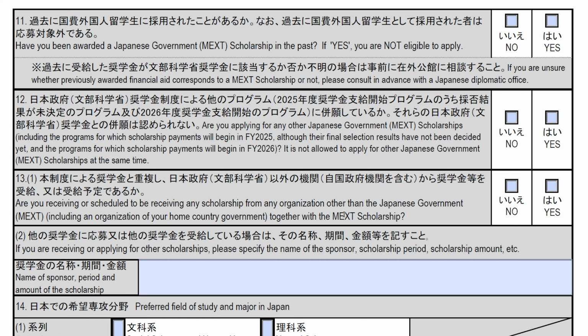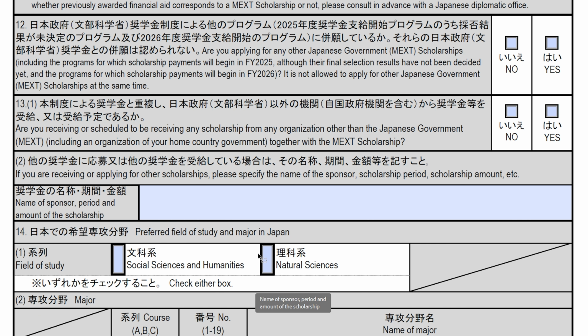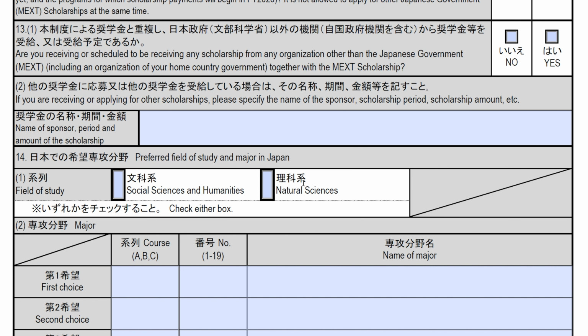Are you receiving or scheduled to be receiving any scholarship from any organization other than the Japanese government? Please, this section, get to know, because you're trying to increase your chances. So unless something has already worked out on the other side, then you can click yes, but otherwise keep it no. That's what I'll recommend. So that means you don't need to put most of the things.